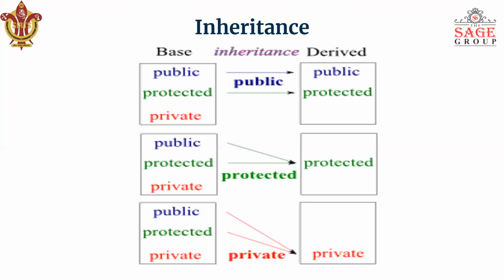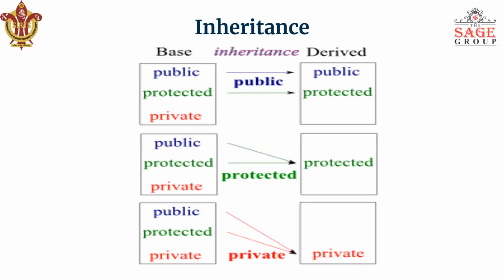Now, if we see the mode of inheritance, if we take the visibility mode public, the public data of a base class comes into the public section of the derived class, and the protected data of a base class comes into the protected section of the derived class. That means if we use the visibility mode public, the public data of the base class comes in the public section of the derived class, and the protected data of the base class comes in the protected section of the derived class. Now this is the condition if we use the public visibility mode.